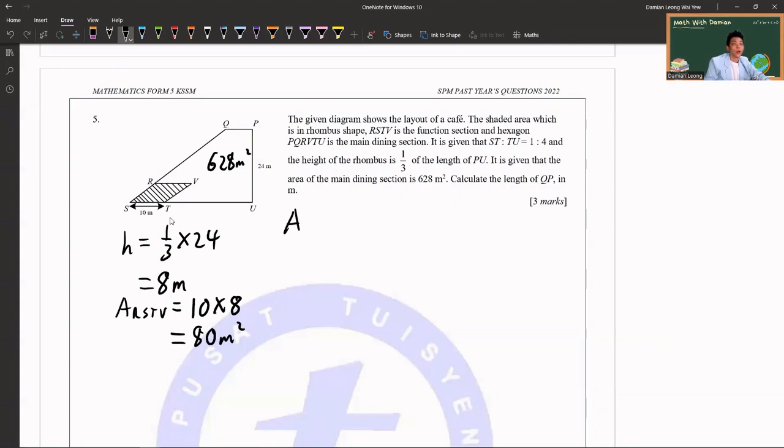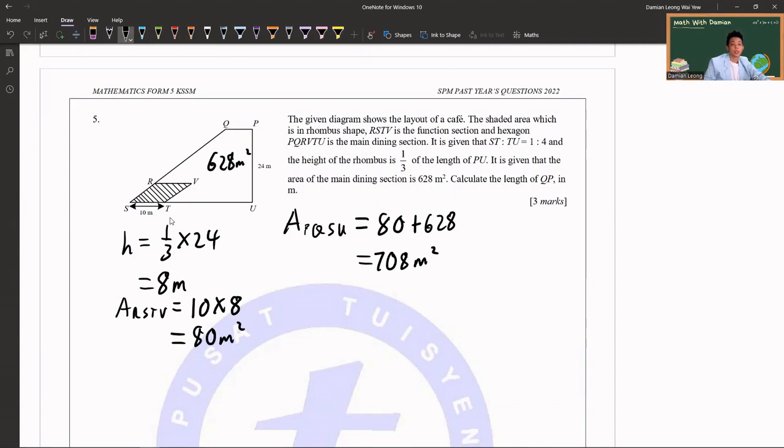So the area of the whole shape here, this is a trapezium, PQSU, is 80 plus the area of the dining section, 628. So it's 708 meters square. Using this, I can find PQ because I can find TU first.